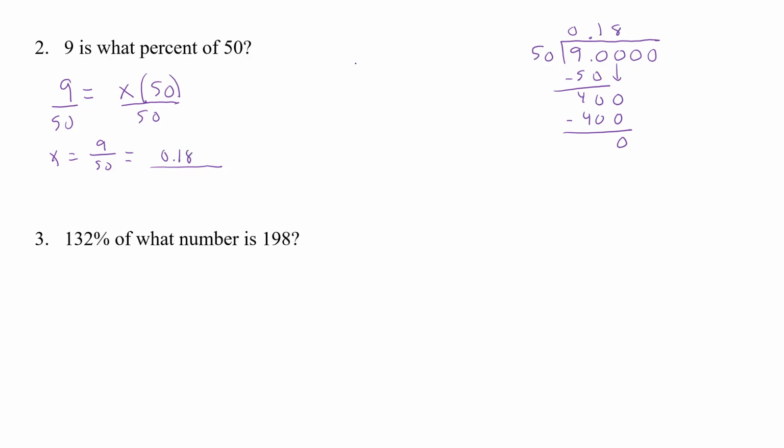Now remember, we're taking that 0.18, converting it to a percent. So we move the decimal 2 places to the right. So that's going to be 18. We add our percent sign and we get 18%. So 9 is 18% of 50. So 18% of 50 is going to be a pretty small number, and 9, that makes sense. So that would be a good number there. All right. The next one is 132% of what number is 198?